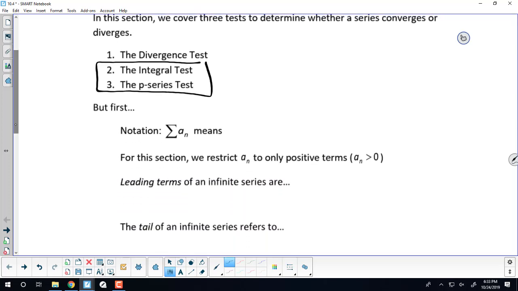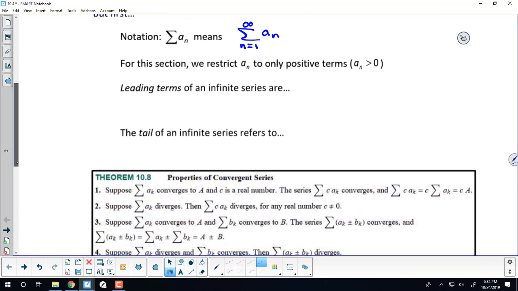Some notation: when you see just the sum of a sub n with no bounds here, that is taken to be an infinite sum. They'll shorthand that notation to mean an infinite sum from 1 or wherever. In this section for sure, we restrict the terms of our series to be positive. In 10.6, we'll start looking at ways to test an alternating series for convergence. But now the assumption is that our series just have positive terms.